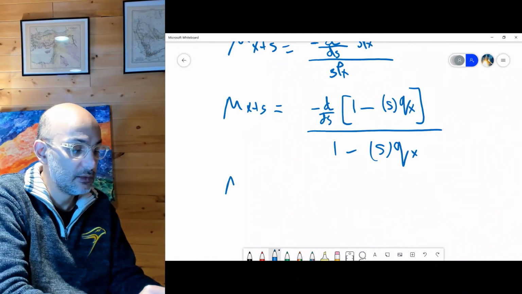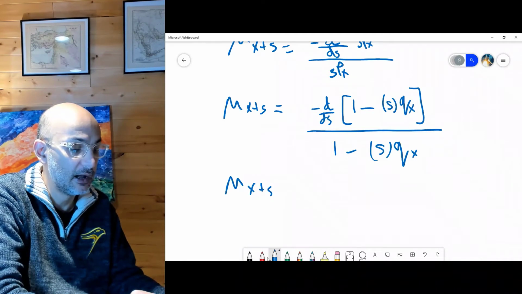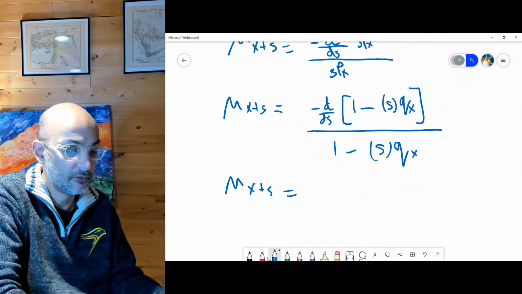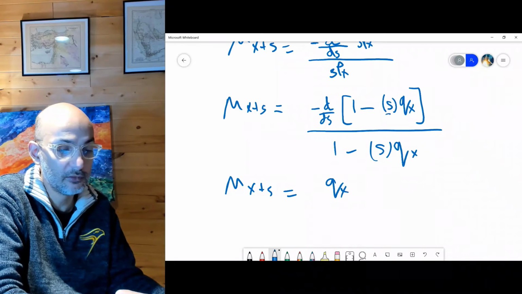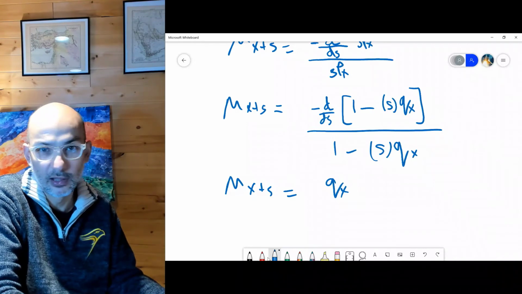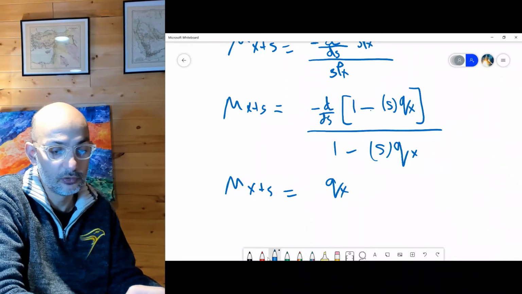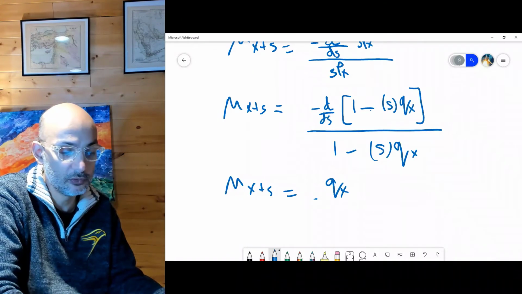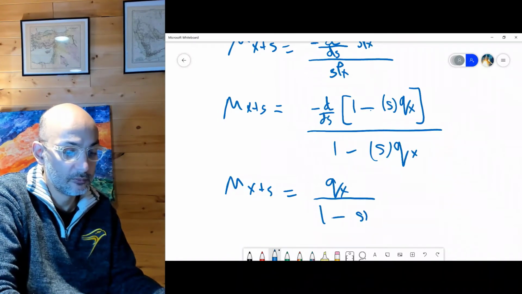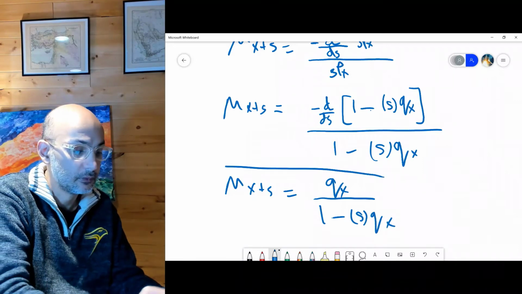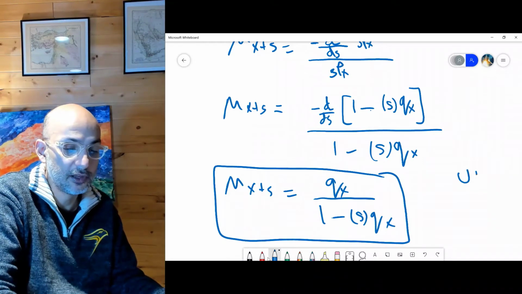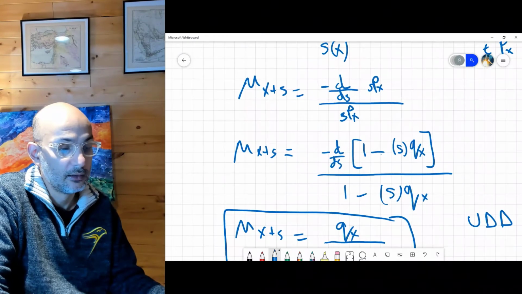If you take the derivative of the first one, we're taking the derivative with respect to s, so q x is a constant. It multiplies, and with the other minus sign it becomes q x divided by (1 minus s q x). So mu x plus s equals q x over 1 minus s q x. And this is again under the UDD. So you see what I followed.